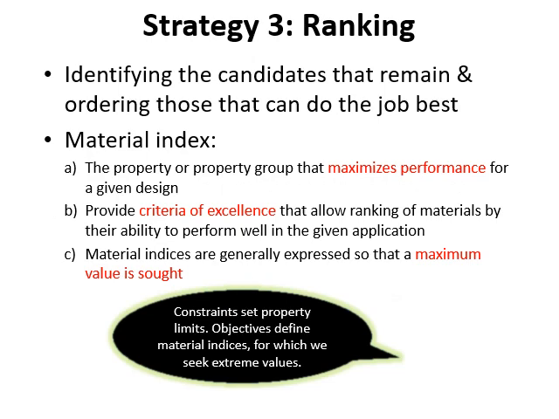The third strategy will be the ranking. The remaining materials will be ranked according to their respective properties. The properties in line with the objective will be given a multiplier. Okay, and then you can also use a material index to indicate materials which have a property or property group that maximizes performance for a given design. Also, it can provide criteria of excellence that allow ranking of materials by their ability to perform well in the given application. The material indices are generally expressed so that the maximum value can be sought.